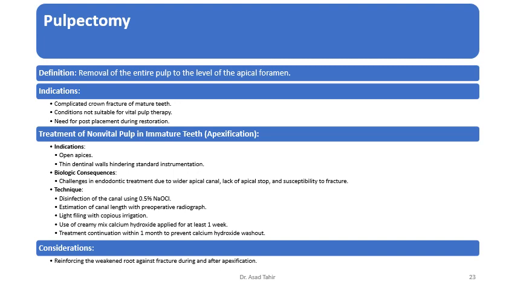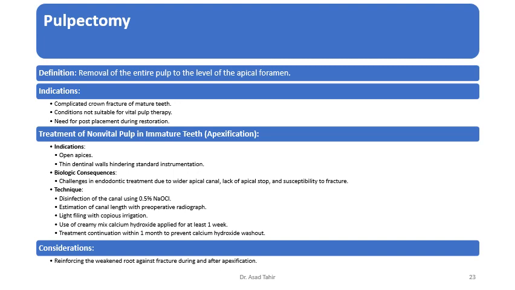Biologic consequences. Challenges in endodontic treatment due to wider apical canal, lack of apical stop, and susceptibility to fracture. Technique: disinfection of the canal using 0.5% NaOCl. Estimation of canal length with preoperative radiograph. Light filing with copious irrigation.